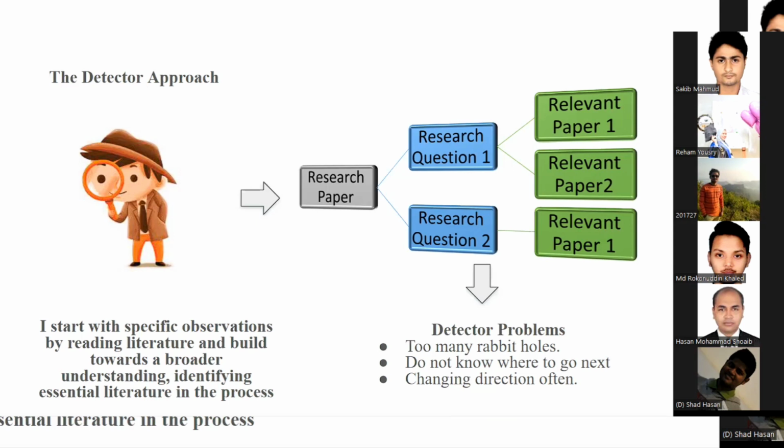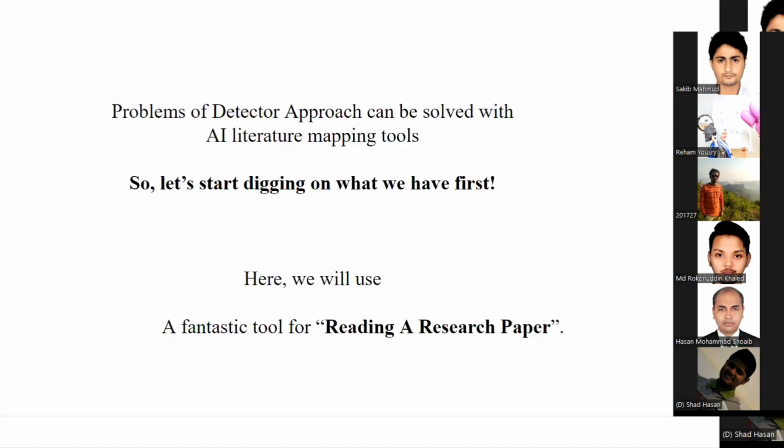You don't know which research hole is most important to your topic, so you don't know where to go. For this reason, you often change your direction. You maybe go to research paper 5, research paper 7, or research paper 1. Your thought is not organized. So this problem of the detector approach can be solved by finding the relevant information from the paper. For this, what can you do?